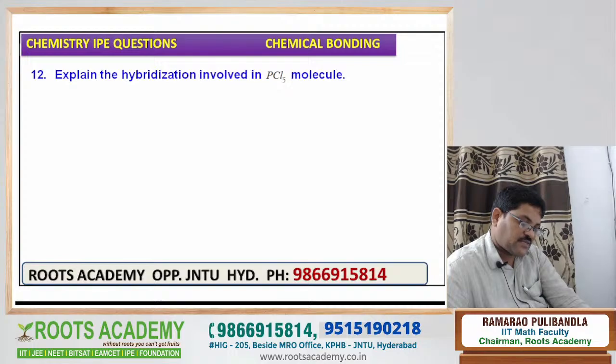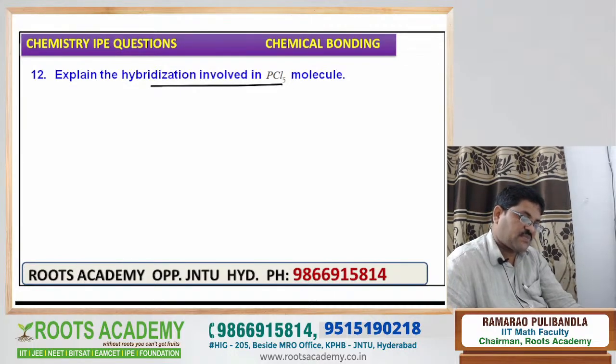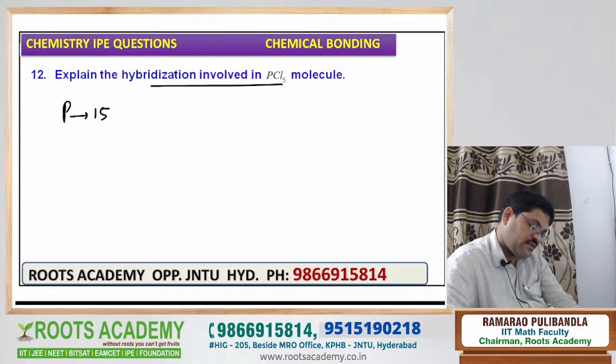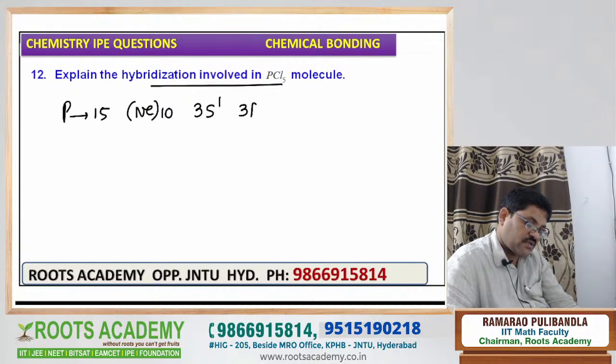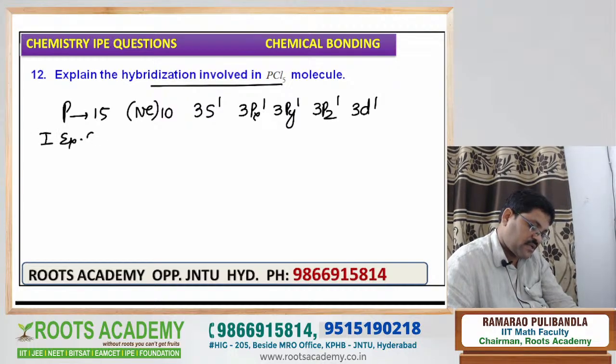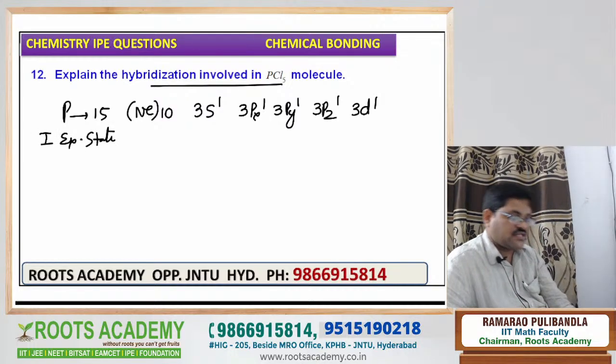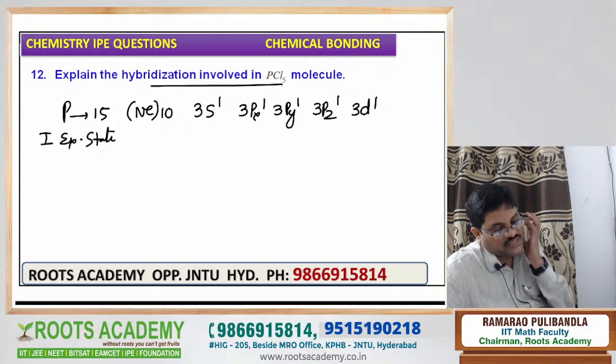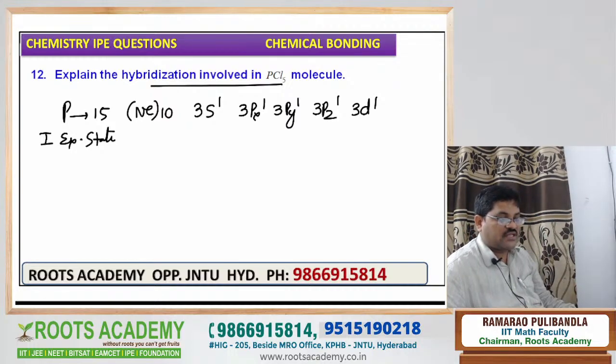Now see, explain the hybridization involved in the PCl5 molecule. Simple explanation. Take the example of phosphorus. Phosphorus atomic number is 15. For 15, what do you write? Neon 3s2 3p3. In the excited state, I am writing 3s1, 3px1, 3py1, 3pz1, 3d1.